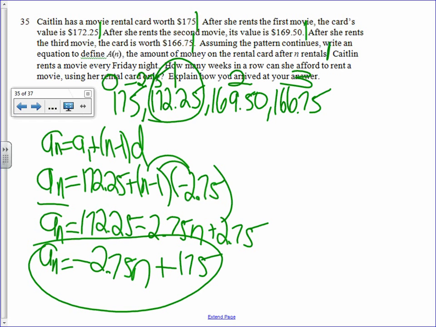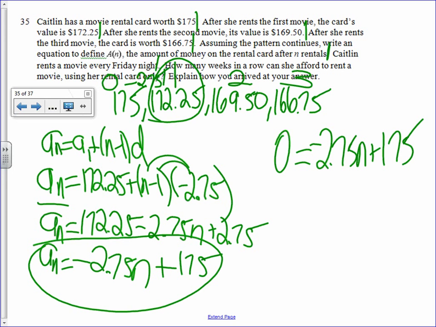Now it says, Caitlin rents a movie every Friday night. How many weeks in a row can she afford to rent a movie using her rental card only? Well, she can rent a movie until her amount of money is 0. So I'm going to replace a sub n with 0 and solve it for n.